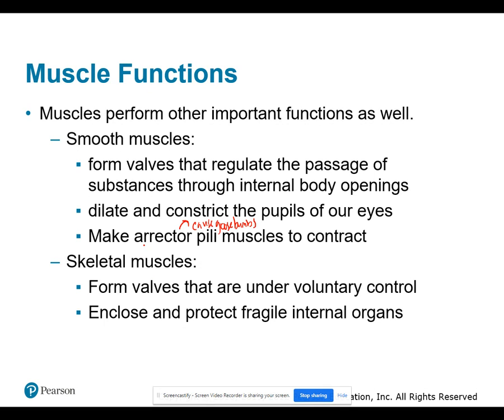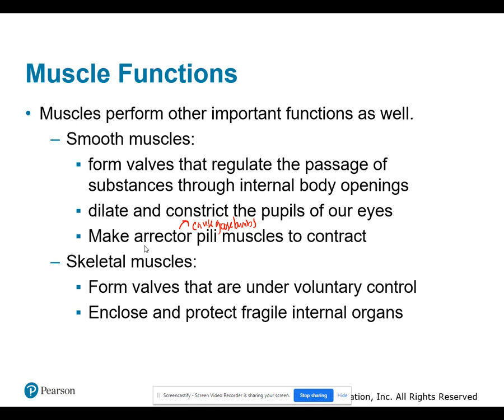And then it also wanted to continue to talk about skeletal muscles because they do so much. They actually form valves that are under voluntary control. So a weird fact is that your anus has 2 sphincters. One's voluntary and one's involuntary. So if you really need to hold that poop in, you can. And that valve is made up of skeletal muscles.